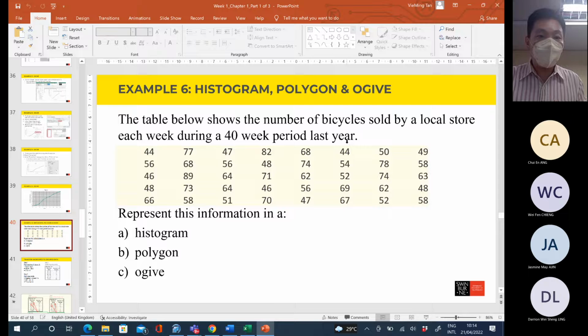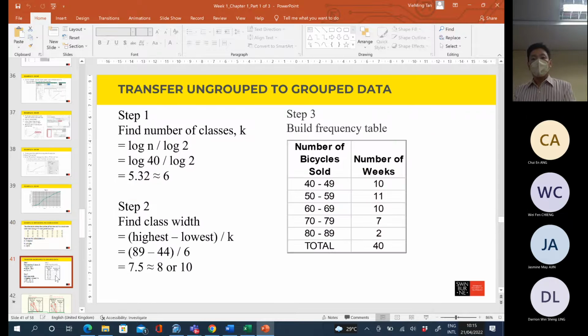So there are a few steps involved, and you can follow this. Step 1: you need to roughly plan how many classes you need to divide all the data that you have. Let's say we have 40 data. What is the formula to roughly identify the number of classes? You can use the formula log n divided by log 2. Log 2 is a constant, so only log n needs to be considered here. N refers to the number of data available. For this question, there are 40 data, so we substitute 40 here.